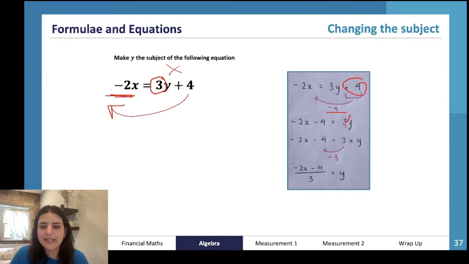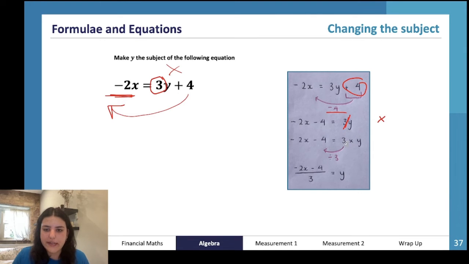Now to separate these two, this isn't a plus or a minus. This is a multiplication between those two. If there is no symbol between two letters or two numbers or a letter and a number, it is a multiplication symbol. So that means that we need to do minus 2x minus 4 equals 3 times y.